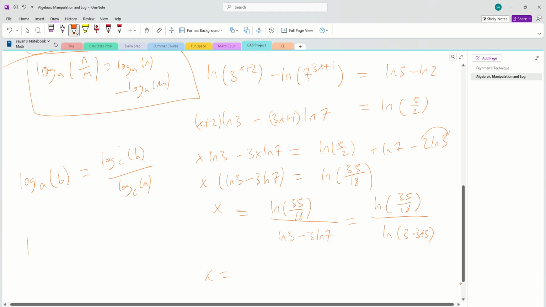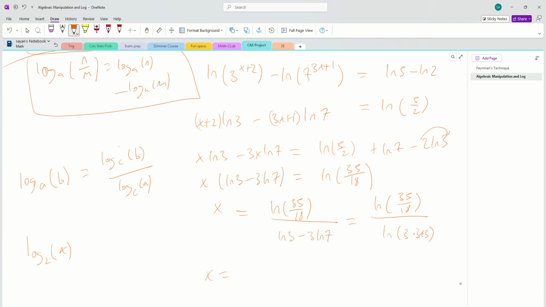For example, log base 2 of 4, which we said was 2, I can say this is log base 3 of 4 divided by log base 3 of 2. And we know that that's just equal to 2. That's pretty cool, isn't it? This random thing is equal to 2. I find that pretty cool.